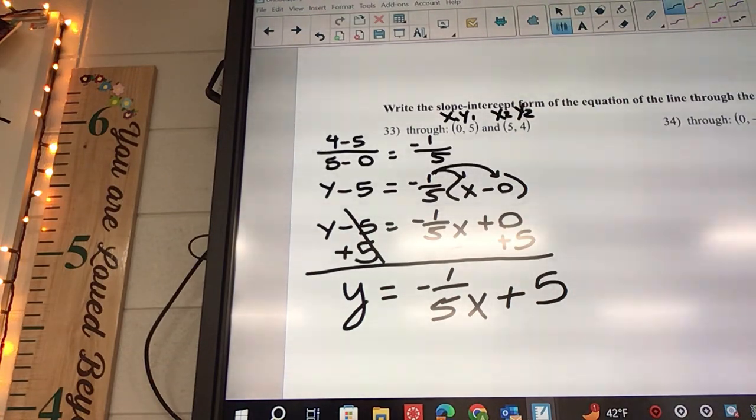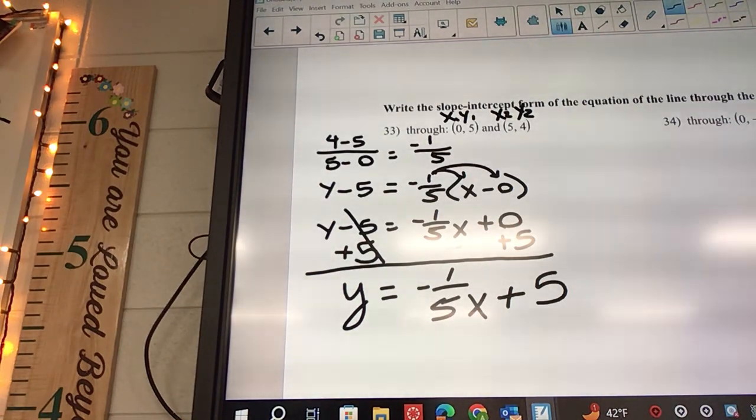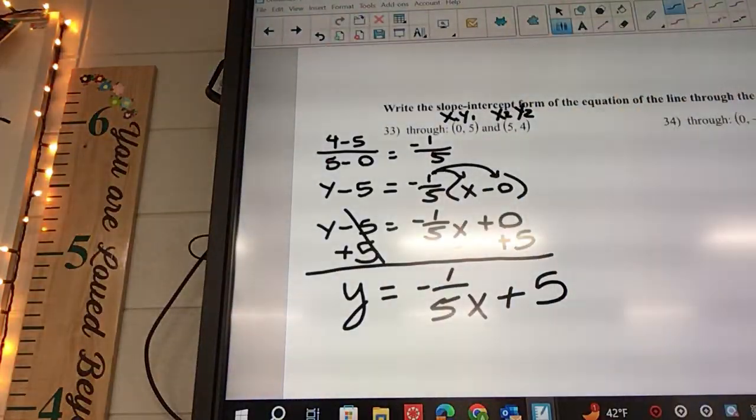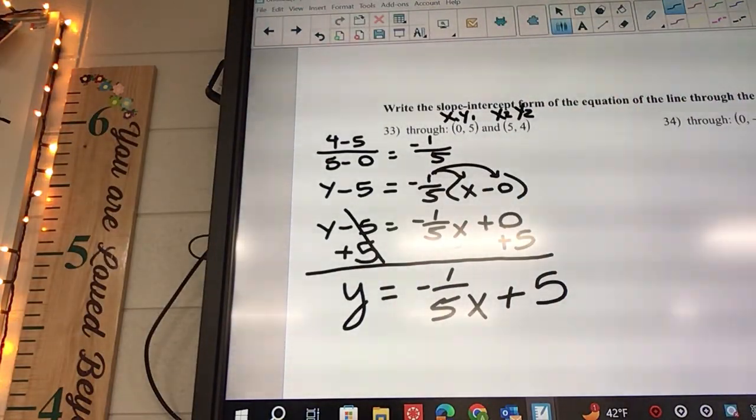Okay, number 35 and 36, you're gonna cross off just like we did yesterday. Okay, and then our last one is 37. So again, we took notes on how to do this.